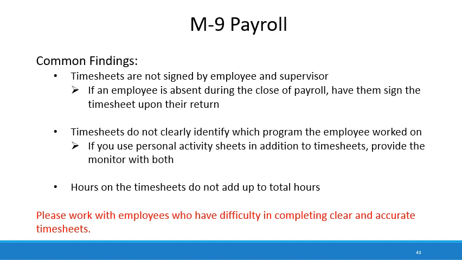The second thing we see is that the timesheets do not clearly identify which program the employee worked for. So if you use personnel activity sheets in addition to timesheets, we request that you provide your fiscal monitor with those. And a lot of times the individual hours on the timesheet do not add up to the total hours. We also ask that you work with employees who have difficulty in completing clear and accurate timesheets.